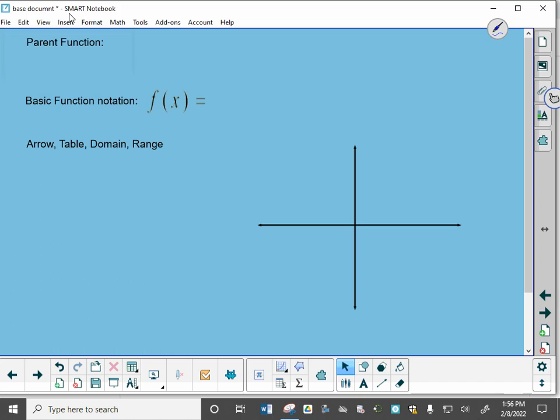All right, our next parent function is, some people wouldn't separate this off as its own thing, but I think it's going to be important for us. We're going to call this the square reciprocal. Our basic notation is going to look like f of x is 1 over x squared, or we could call that x to the negative 2.